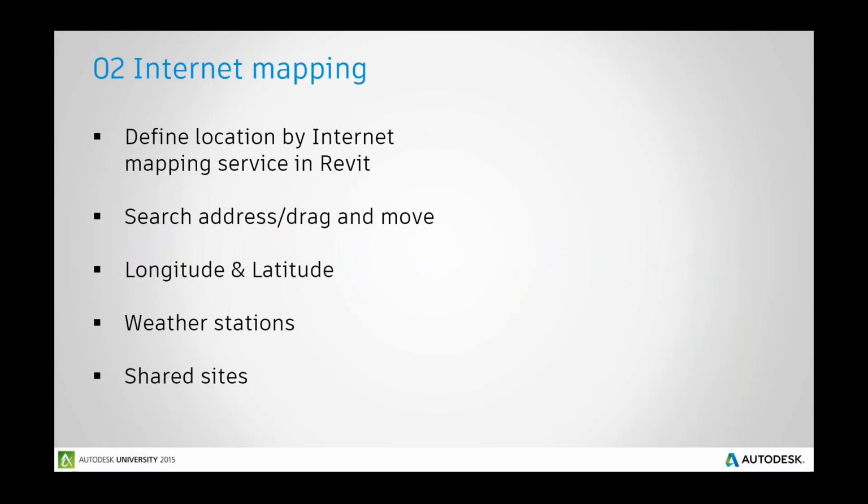One is defining the location with the internet mapping service in Revit. If you're new to the Revit environment, you can search for a physical address, or even just drag and move the location to that address inside of the Bing Maps. You can type in your longitude and latitude coordinates. There's also some other information it pulls down, like weather stations, and then there's options with shared sites. So let's say you've got a lot of models within the Revit application, you can start to set up shared sites and have the building orientated and located based on shared site setups.